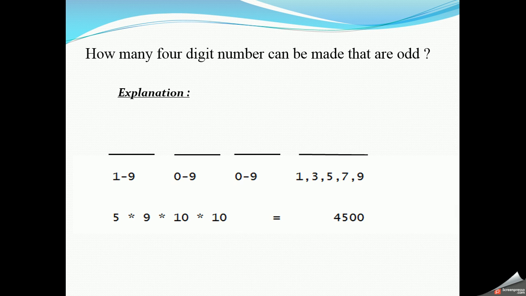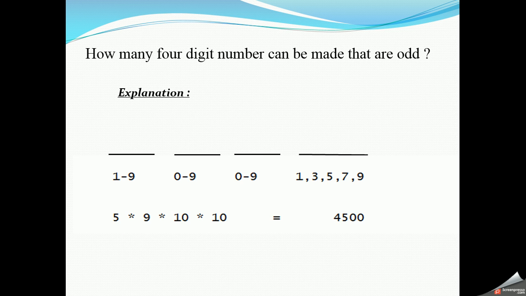Next problem: how many 4-digit numbers can be made that are odd? While solving this type of problem, keep in mind that when the number is odd, its last digit is always an odd number. Here we select the odd digit from the range of 0 to 9, like 1, 3, 5, 7, 9, from which we calculate the overall odd numbers. The first digit is in the range of 1 to 9, because it can never be 0.